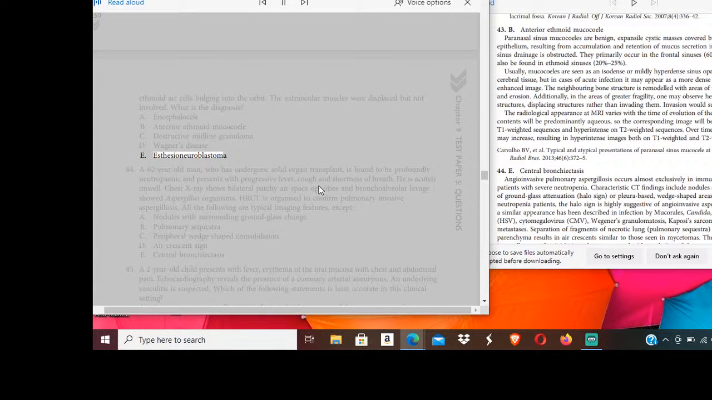Esthesioneuroblastoma. 44. A 62-year-old man who has undergone solid organ transplant is found to be profoundly neutropenic and presents with progressive fever, cough, and shortness of breath. He is acutely unwell. Chest X-ray shows bilateral patchy air space opacities, and bronchoalveolar lavage showed aspergillus organisms. HRCT is organized to confirm pulmonary invasive aspergillosis. All the following are typical imaging features except A. Nodules with surrounding ground glass change B. Pulmonary sequestra C. Peripheral wedge-shaped consolidation D. Air crescent sign E. Central bronchiectasis.